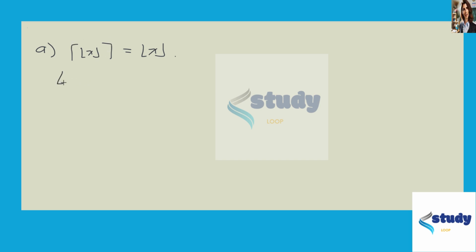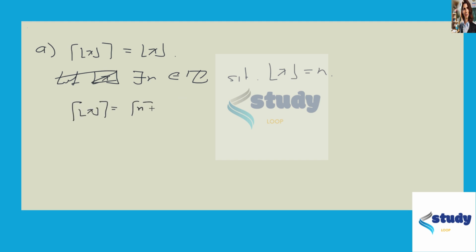Specifically, we let there exist an n in the integers such that the floor of x is equal to n. The ceiling of floor of x is going to be ceiling of n, which is just n, but this is equal to floor of x. So then we have the next statement.